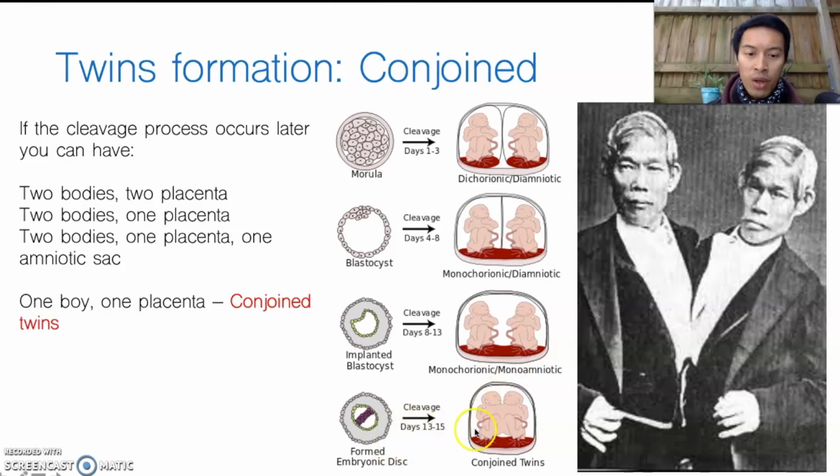If the split happens much later than that, day 13 to 15, what you're getting is that the baby is now splitting apart, but hasn't fully split apart, therefore forming your conjoined twins. So you get one body and one placenta as a result of that. Yeah. Now, conjoined twins can also be called Siamese twins, because they are referring to the original conjoined twins that were popularized, that originated from Siam, and therefore Siamese twins.